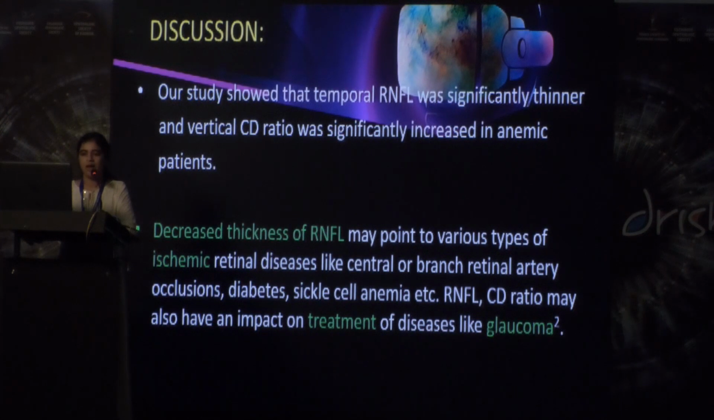Coming to the discussion, our study showed that the temporal RNFL was significantly thinner and the vertical cup disc ratio was significantly increased in anemic patients. So decreased RNFL or an increased cup disc ratio may point to various types of retinal ischemic diseases, or may be a treatment of glaucoma. It can have an impact.